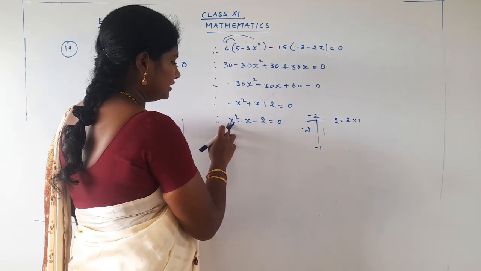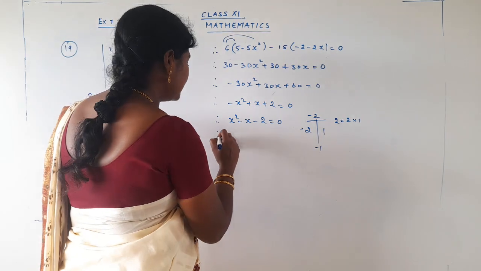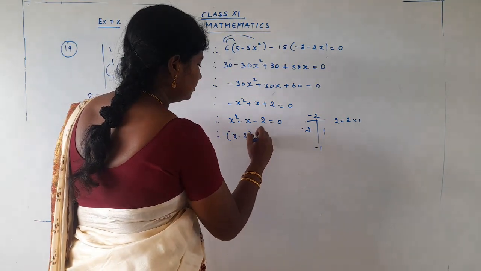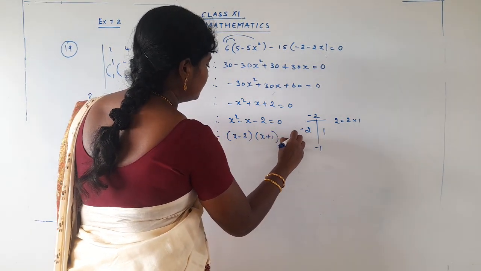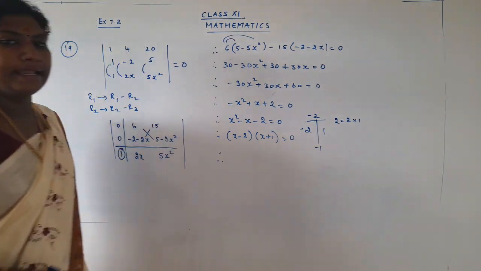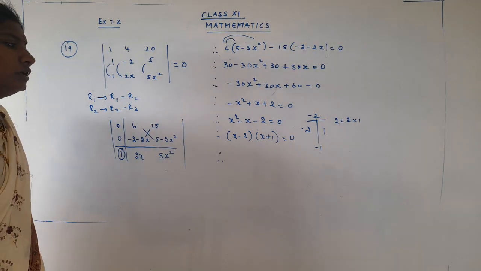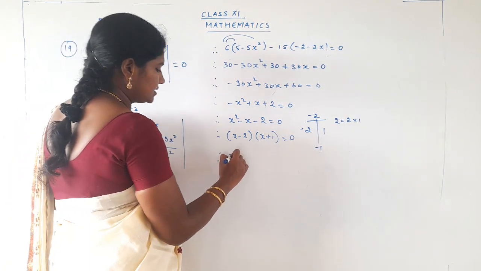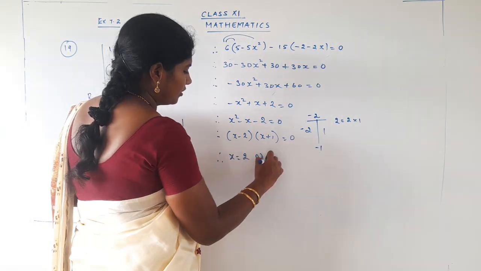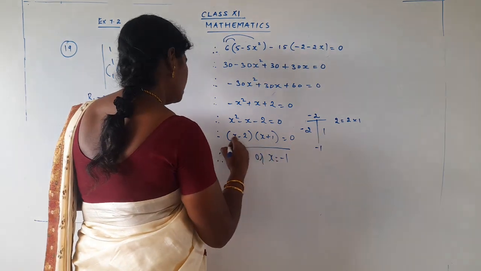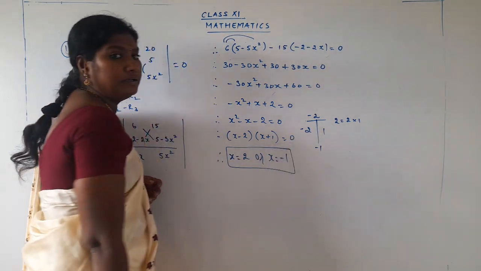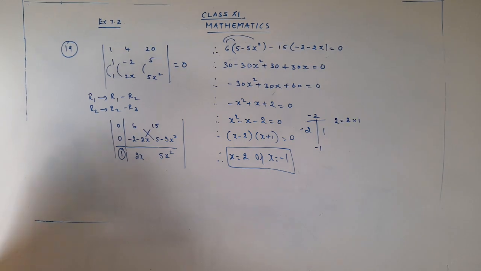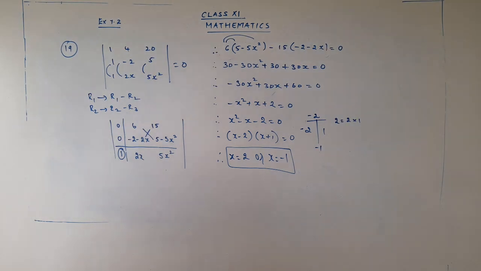So what are the variables here? X is the variable. So I get the answer as x minus 2, x plus 1 is equal to 0. So the value for x is equal to 2 or x is equal to minus 1. So these are the roots of the given equation. Just write the answer. Therefore, x is equal to 2 or x is equal to minus 1.